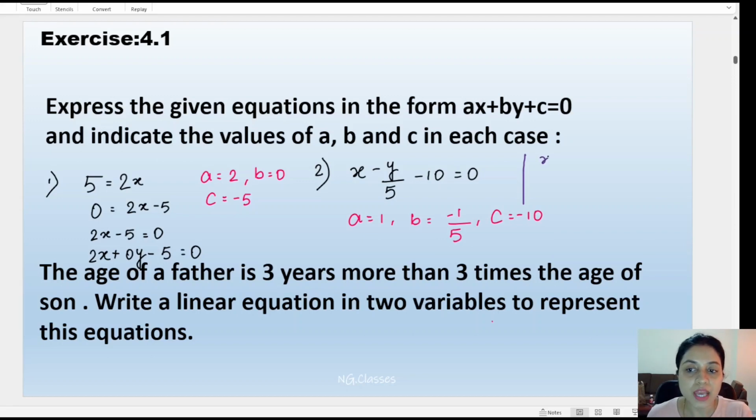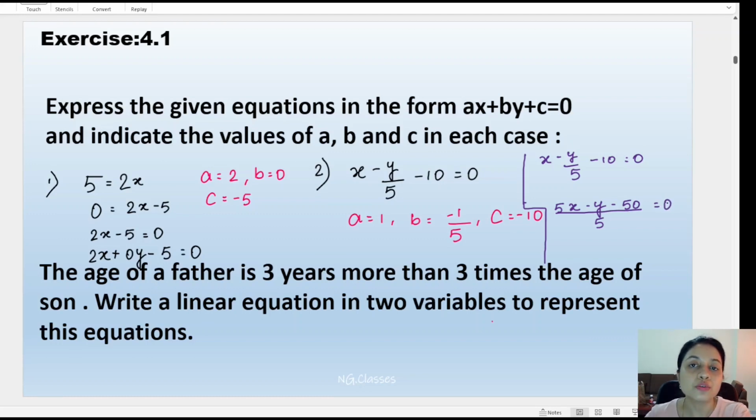As we are having x minus y by 5 minus 10 is equals to 0. Here, as the coefficient of y is a fractional number, let's take out the LCM at first. So we can take the LCM as a 5. And since the LCM is 5, the numerator becomes 5x minus y minus 50, right, is equals to 0.